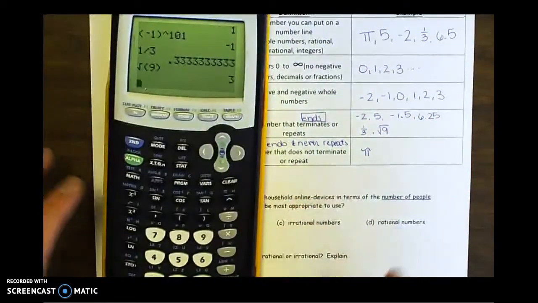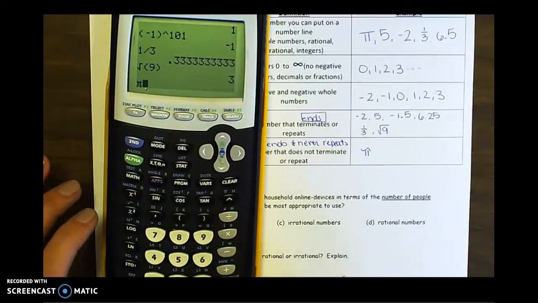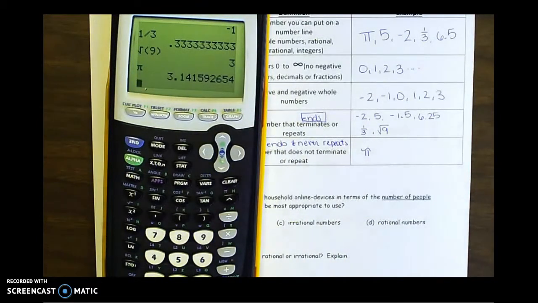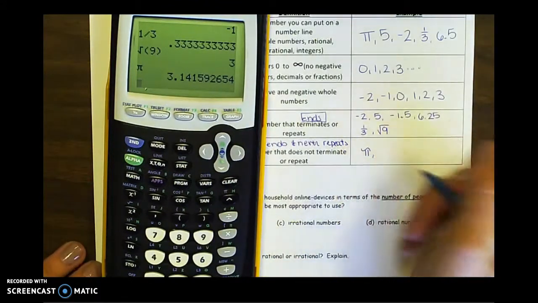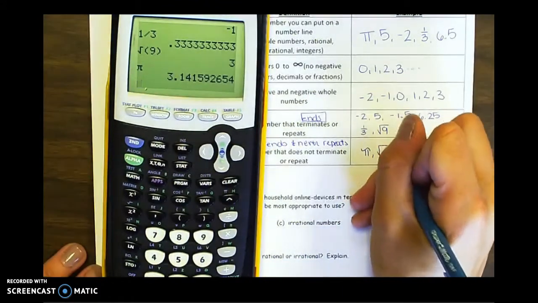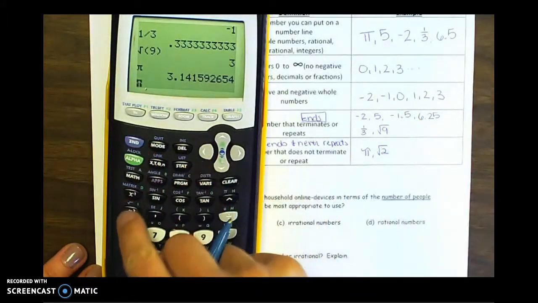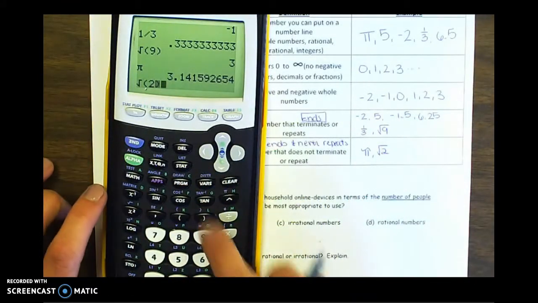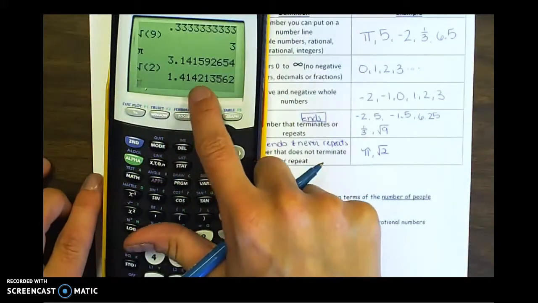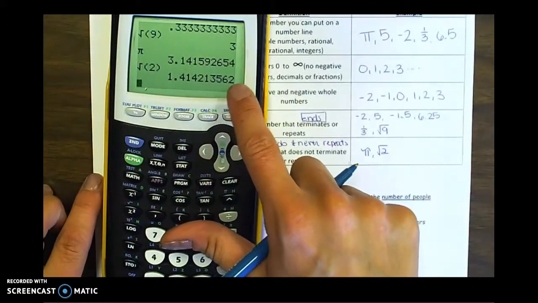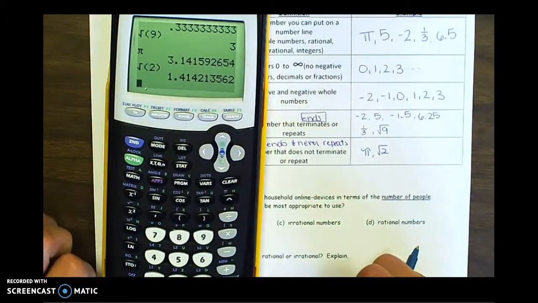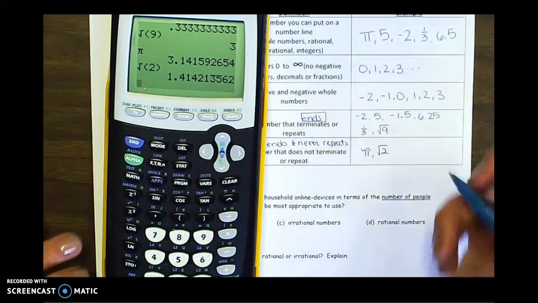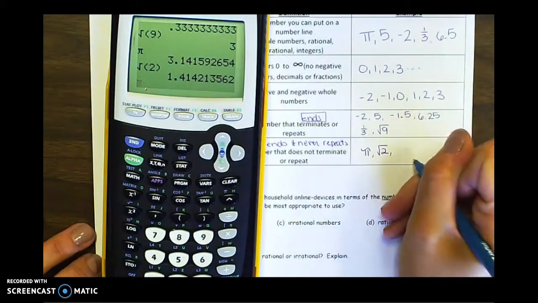Pi is a decimal that goes on forever and ever. So here we go. It's 3.141592654, and then it keeps going forever. Another example of an irrational number would be radical 2. So if I do the square root of 2 in my calculator, I can see that it's a decimal, but now it goes all the way across my screen, and it would keep going if my screen would allow it. So this would be an irrational number because it never ends.